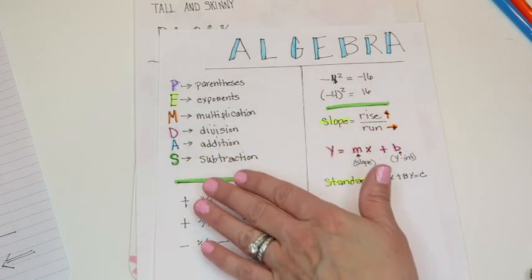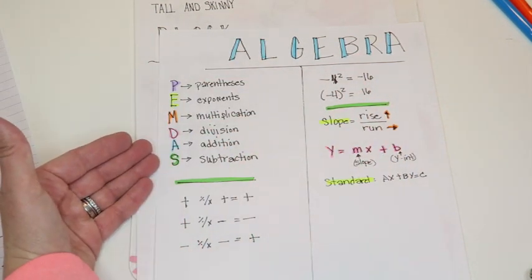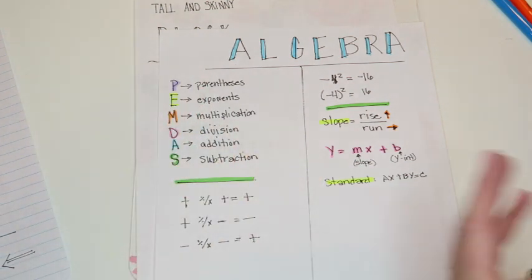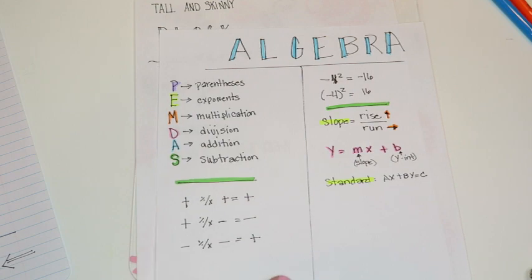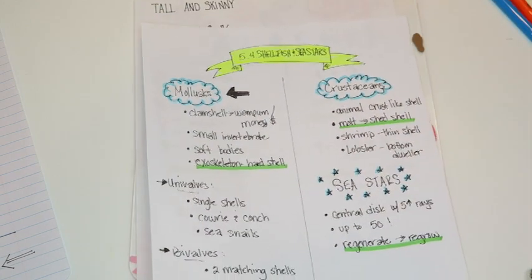But anyways, you can just take the beginning letters and create some kind of a poem or a little funny sentence that makes sense to you that will help you remember things. Also, color coding is a great way to remember things.